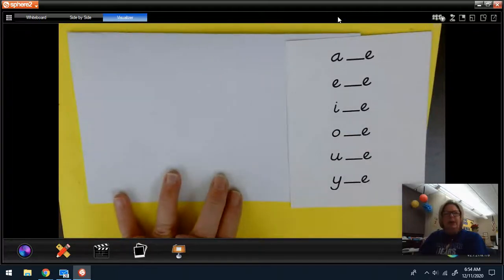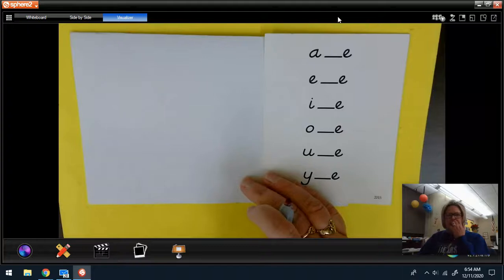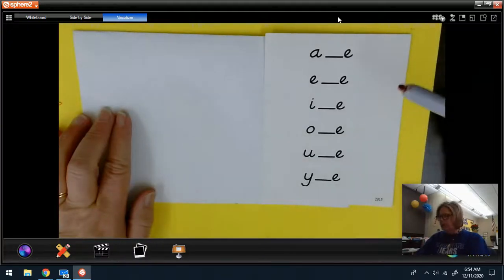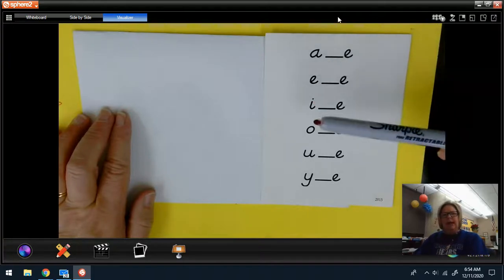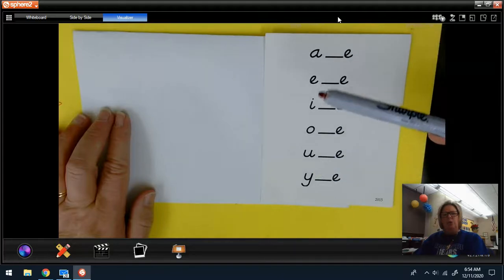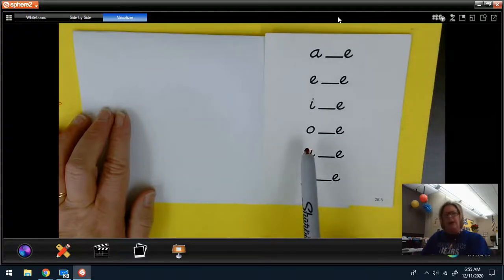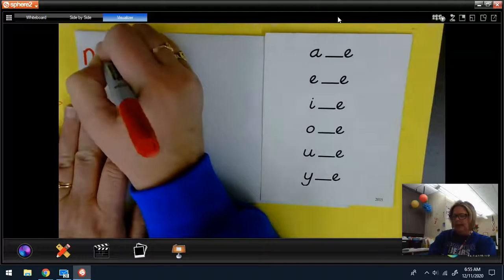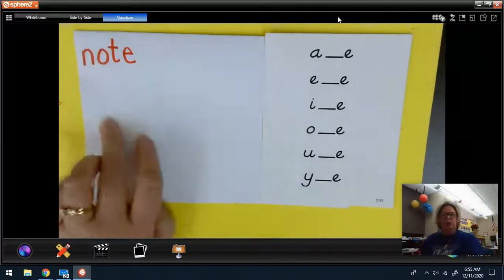The first word I'm going to have you spell is note. Note. I wrote a note to my friend. Note. Let's first of all think about what vowel sound do we hear? Is it A, E, I, O, U, or that Y that makes the I sound? Note. I hear O. So I'm going to use this pattern. O, consonant E. N, O, T, E. Note.